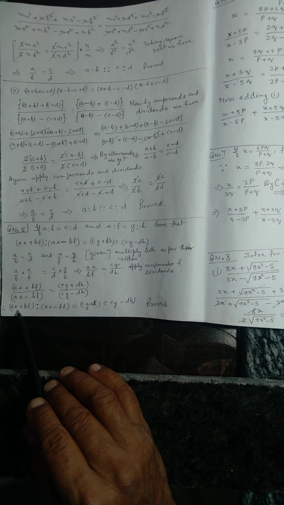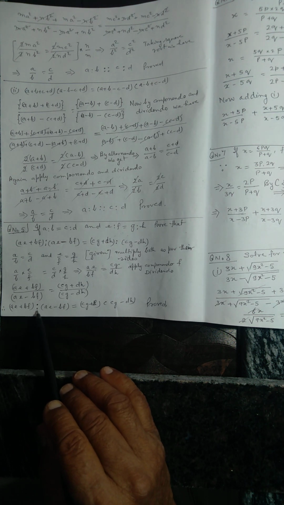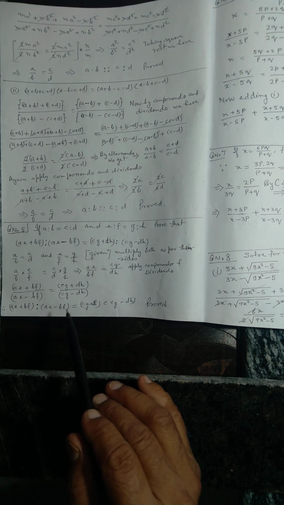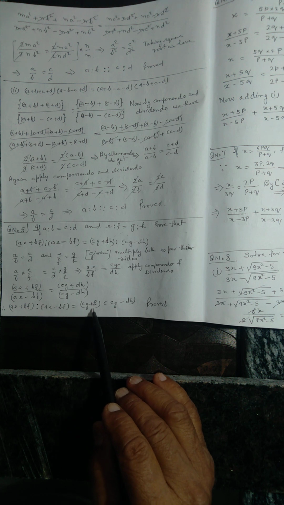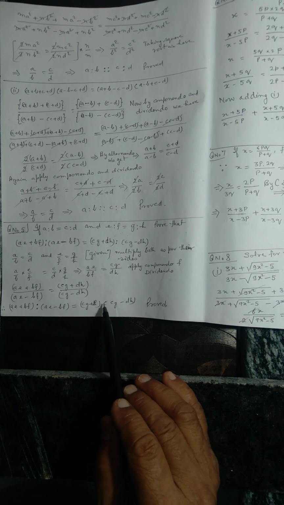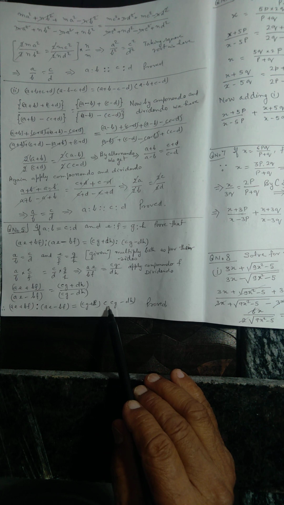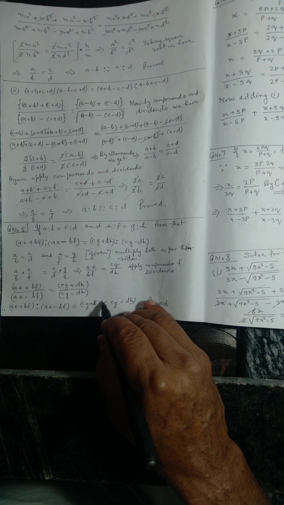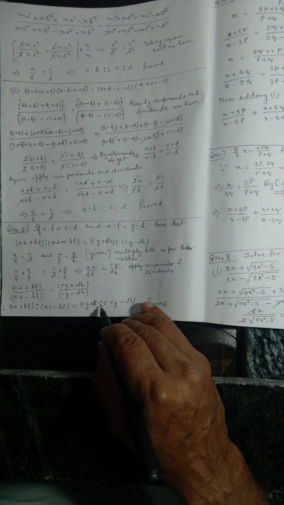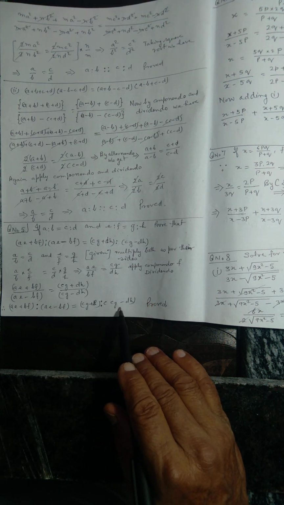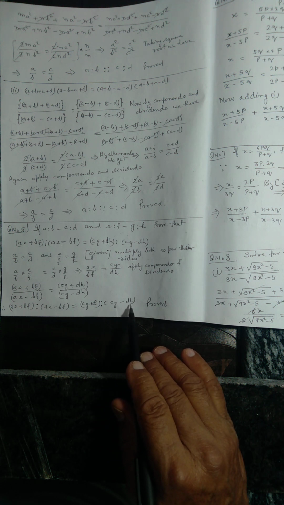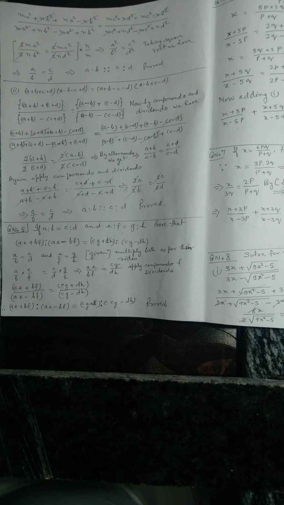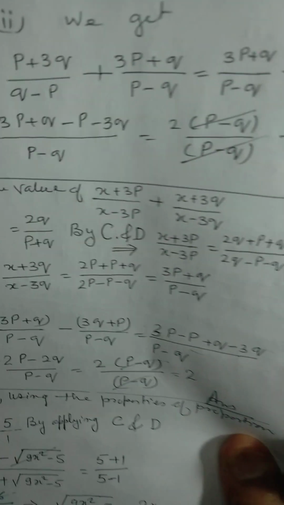So (ae + bf) in one bracket, in the other bracket (ae - bf), equal to (cg + dh), in the second bracket the ratio sign should be there, (cg - dh). And it was to be proved, so hence it is proved here. Now question number 6, you see.